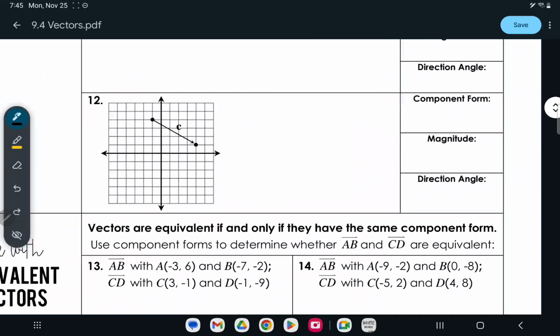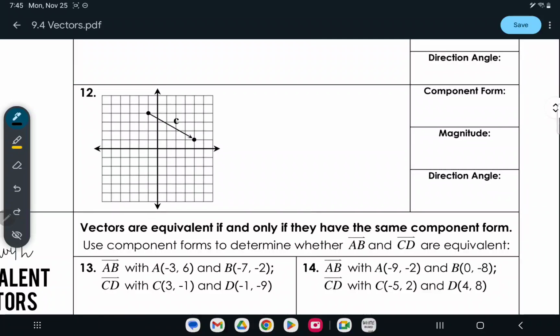Let's look at one where we're given a graph. All right, the 2 points are 1, 2, 3, 4, 1. That's the second point because that's where the arrow is going. So the initial point is -1 and 1, 2, 3, 4. All right, so component-wise, we have 4 minus -1 and 1 minus 4. So I get 5, -3.